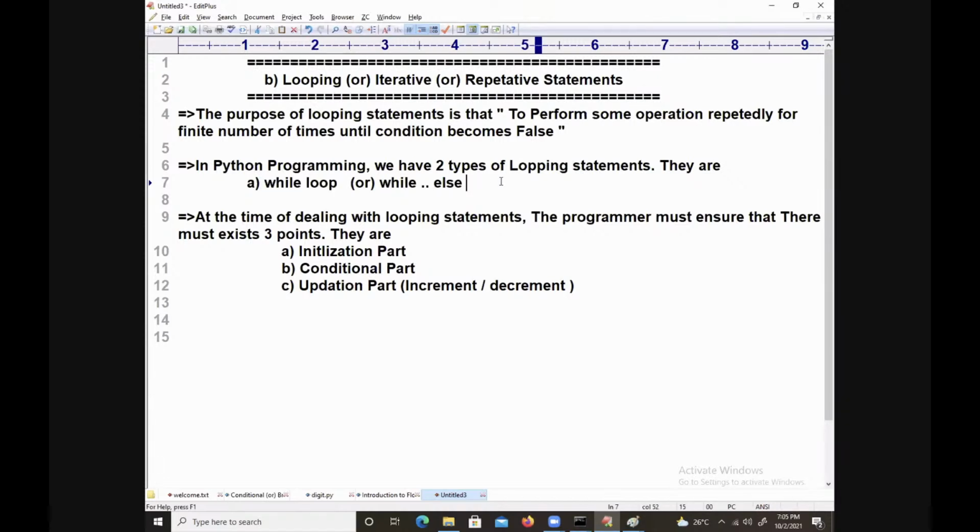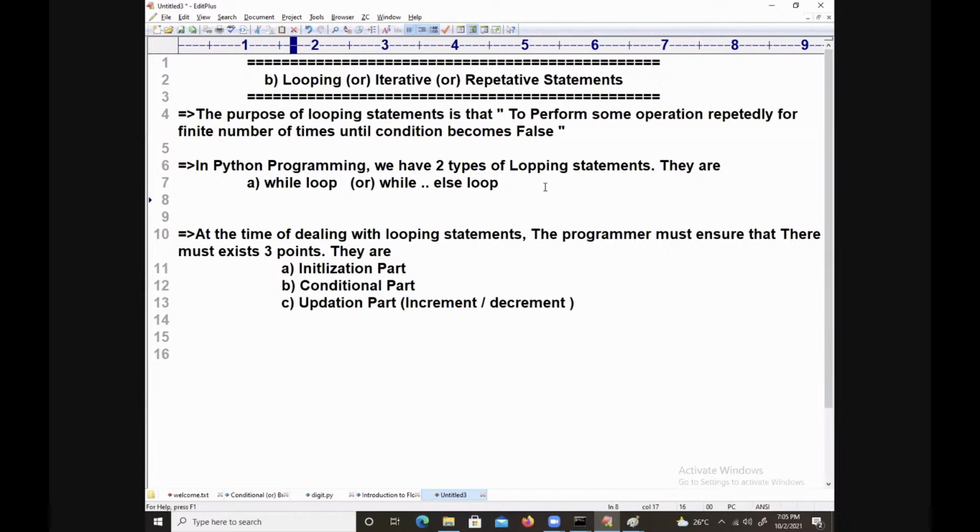Don't ask what is the difference between while loop and while else loop. I will talk about it syntactically, and you will observe it. The second one is the for loop, and there is a for else loop also. If an interview asks, show the difference between both of them and show the execution behavior of both so that you can understand.